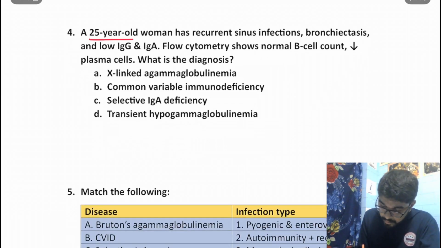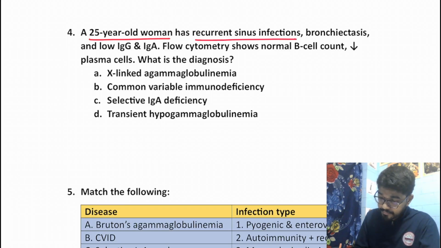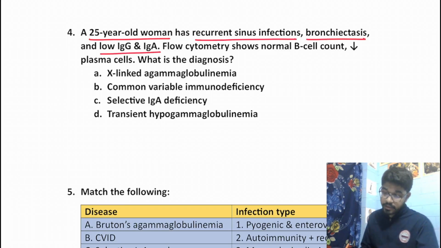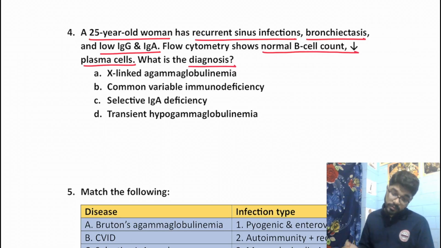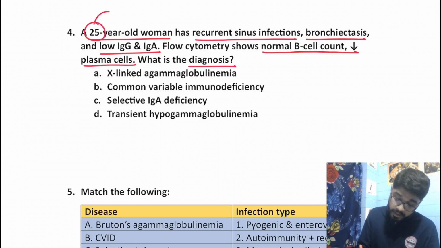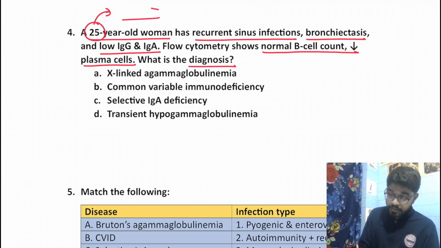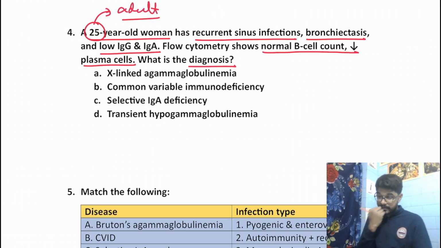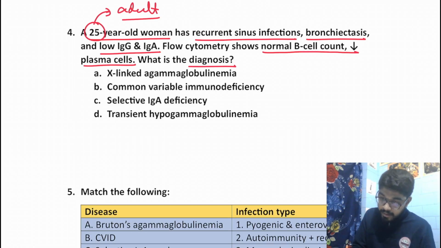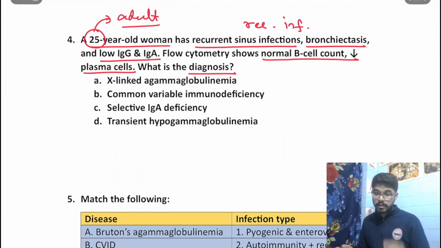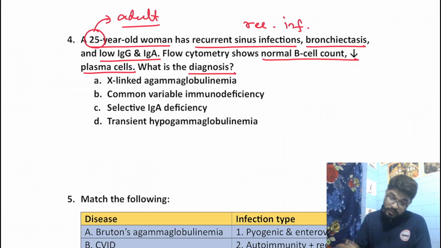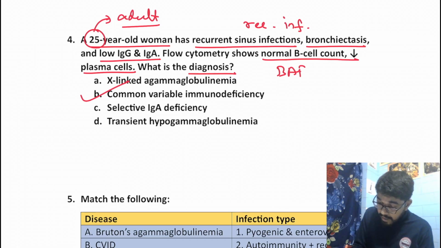A 25-year-old woman has a recurrent sinus infection, bronchiectasis, and low IgG and IgA. Flow cytometry shows normal B cell count and decreased plasma cells. What is the diagnosis? The first thing over here is the age. It's an adult patient, and we get recurrent sinus infection and bronchiectasis, that is recurrent infection, right? So we get an immunodeficiency pattern in an adult, with normal B cell count and decreased plasma cells. It is without doubt CVID, because in CVID there is a BAFF gene mutation.